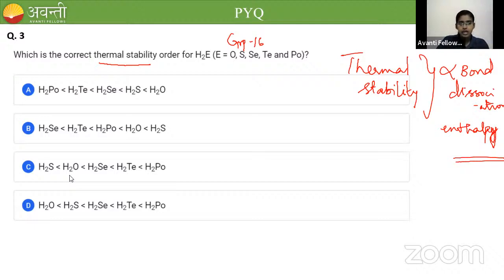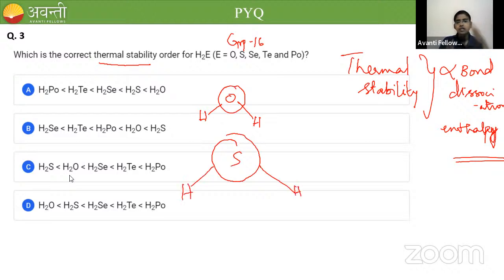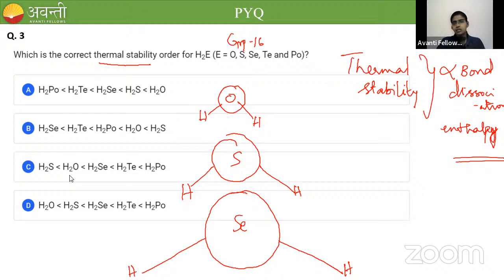Now coming to the hydrides of this group, first let me go with oxygen. Oxygen is very small in size. So this is OH2, and coming to sulfur, the size of sulfur would be a little bit bigger than oxygen, and they will have a bigger bond length. Selenium is still bigger than sulfur, so the bond length would be very high for selenium, and for tellurium it is still higher, and for polonium also it will be very high. The polonium hydrogen bond is very lengthy.